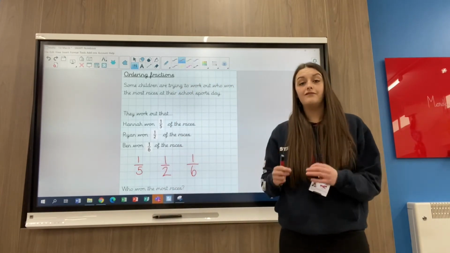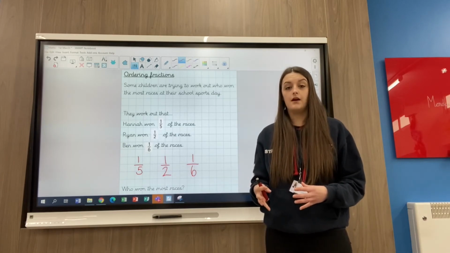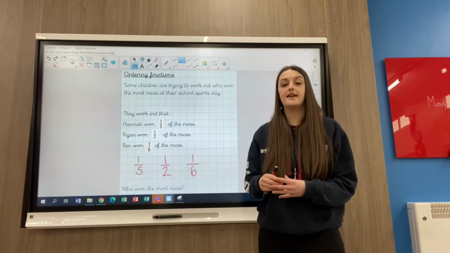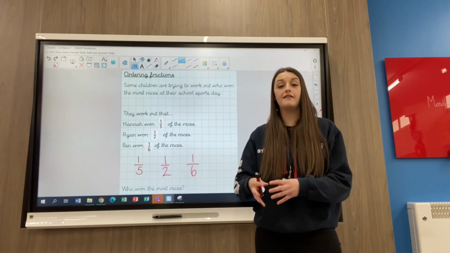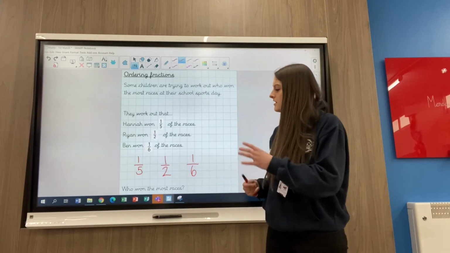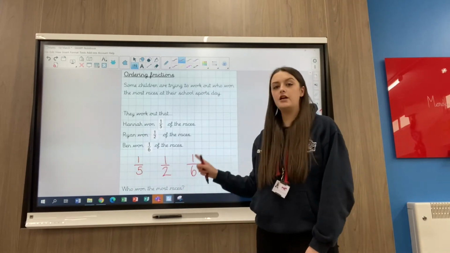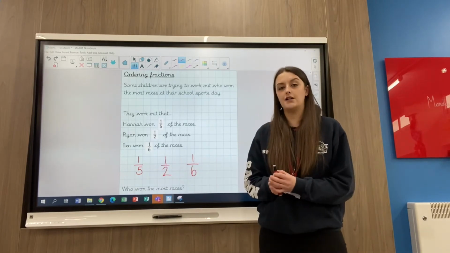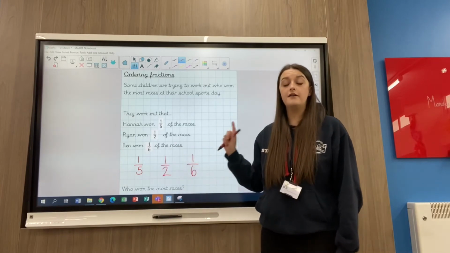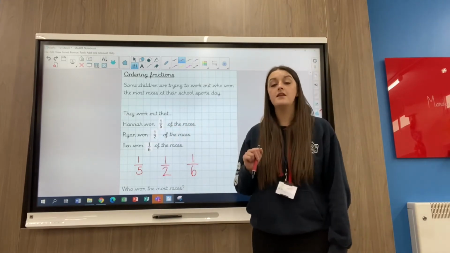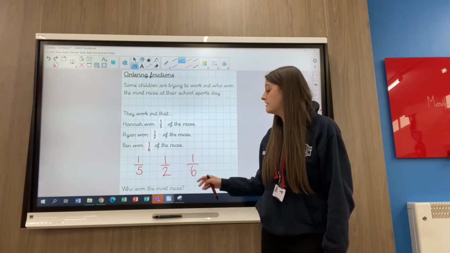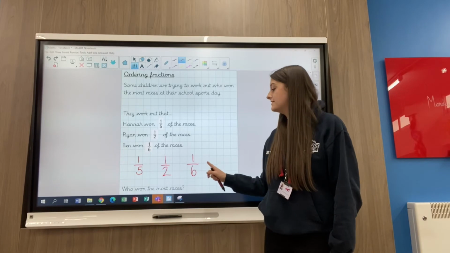Now, for this, I'm looking for the biggest fraction, okay? Because if we think about this, who won the most races? We're looking for the person who's got the biggest fraction, okay, the biggest part of a whole. So comparing these fractions, what do you notice is the same about these fractions? If you said the numerator, well done. They've all got 1 as their numerator, the top number, so that means they're a unit fraction. So we're going to look at the denominators. So I've got 5, 2 and 6.